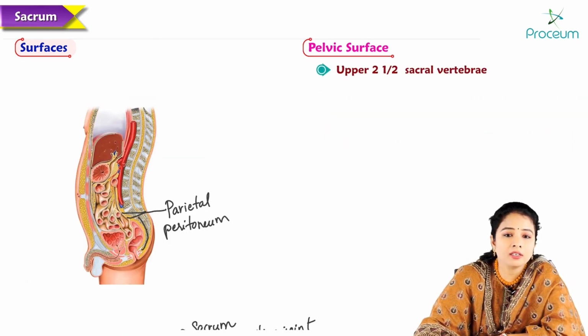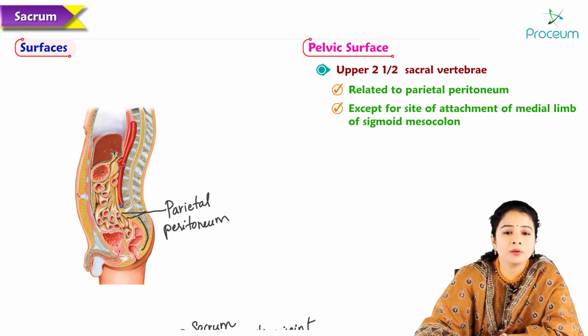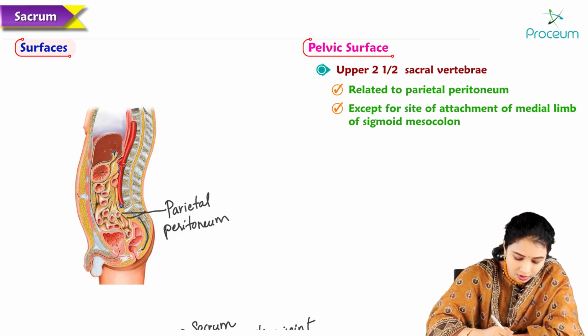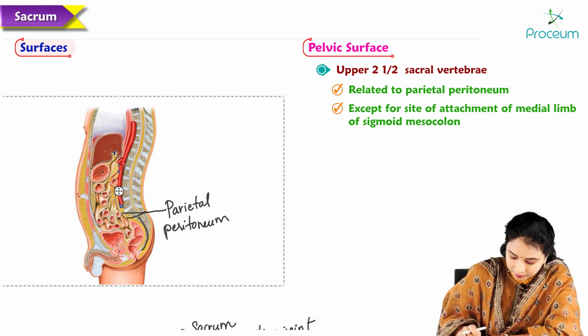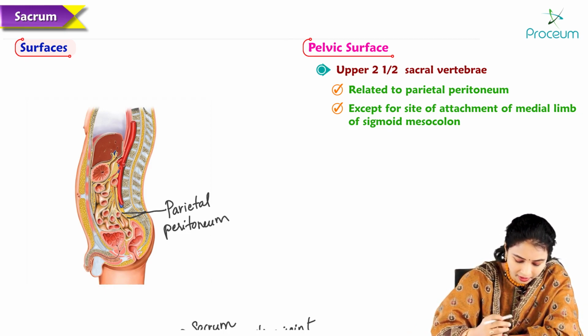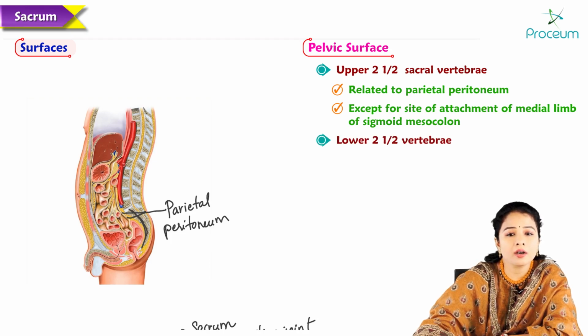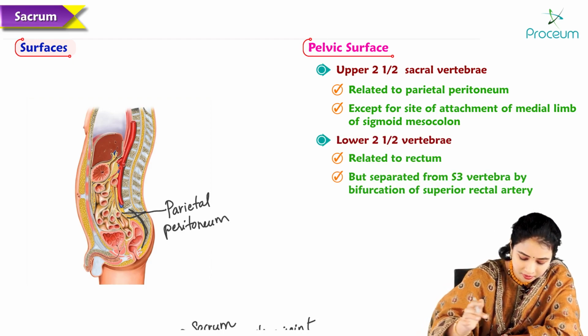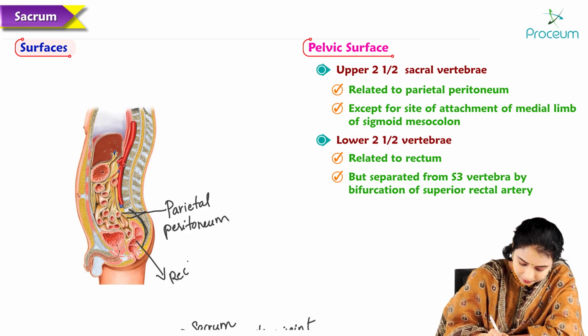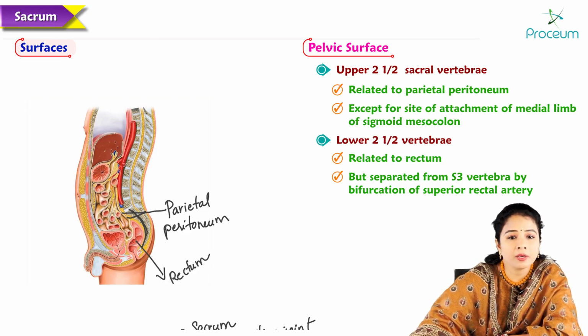The upper 2.5 sacral vertebrae are related to the parietal peritoneum, except for the site of attachment of the medial limb of the sigmoid mesocolon. So in this image, we can see the reflection of the parietal peritoneum related to the sacrum. This is the sacrum. And the lower 2.5 vertebrae are related to the rectum, but separated from S3 vertebra by the bifurcation of the superior rectal arteries. So on each side there is a bifurcation of the superior rectal arteries, which separates the S3 vertebra from the rectum.